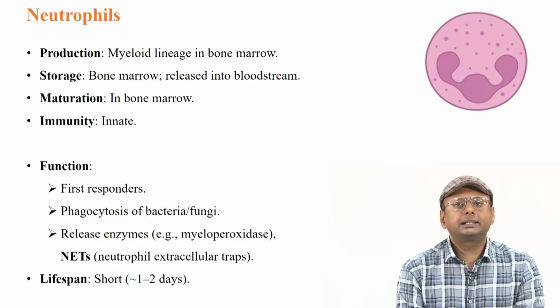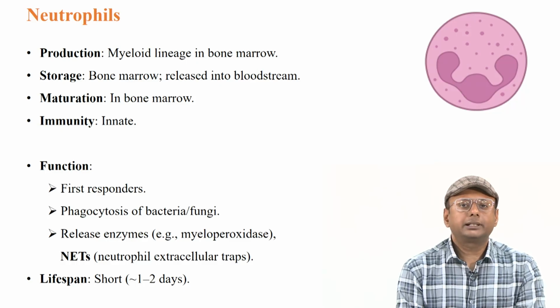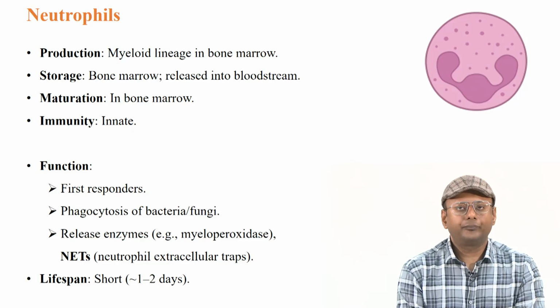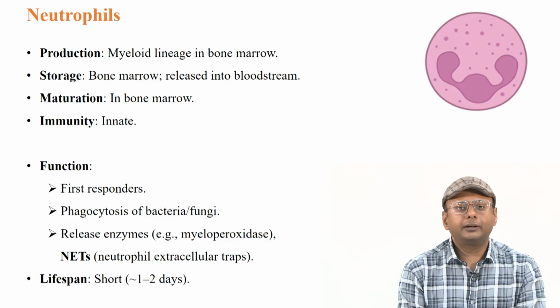Now let us discuss the different immune cells which are present in our body and briefly discuss their role. The first one we will discuss is the neutrophils. Neutrophils are generally synthesized in the myeloid lineage in the bone marrow, and they can be stored in the bone marrow, and whenever required they can be released into the blood.